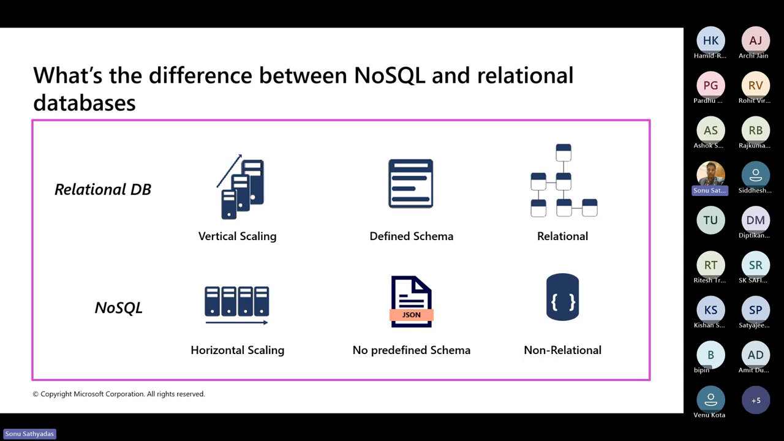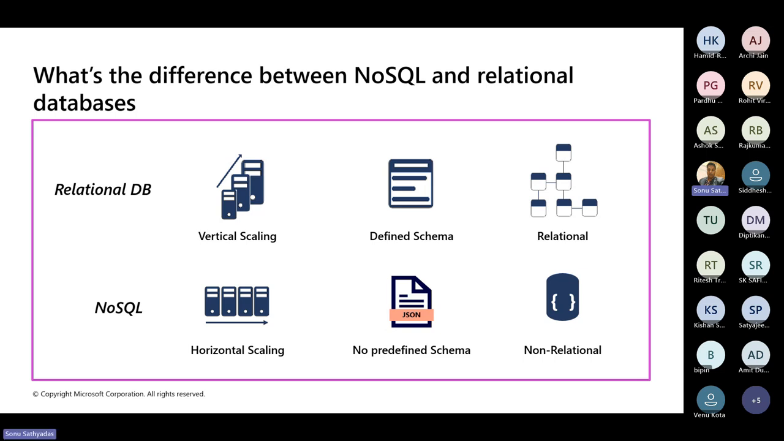The second difference is, as we have mentioned, in relational databases we use a predefined schema. We define the structure. But in NoSQL databases, we don't have a predefined schema, and every document can have its own structure. And in a relational database, every record can have a relation with another record in another table. So that means it's relational.